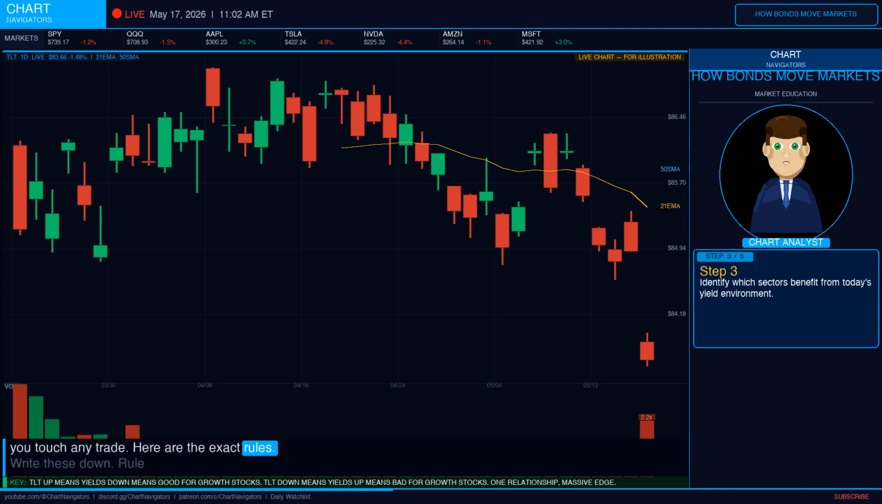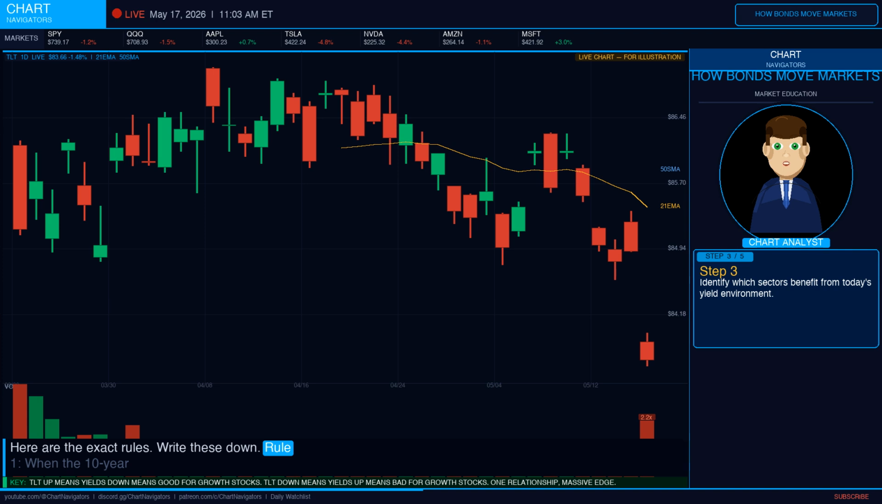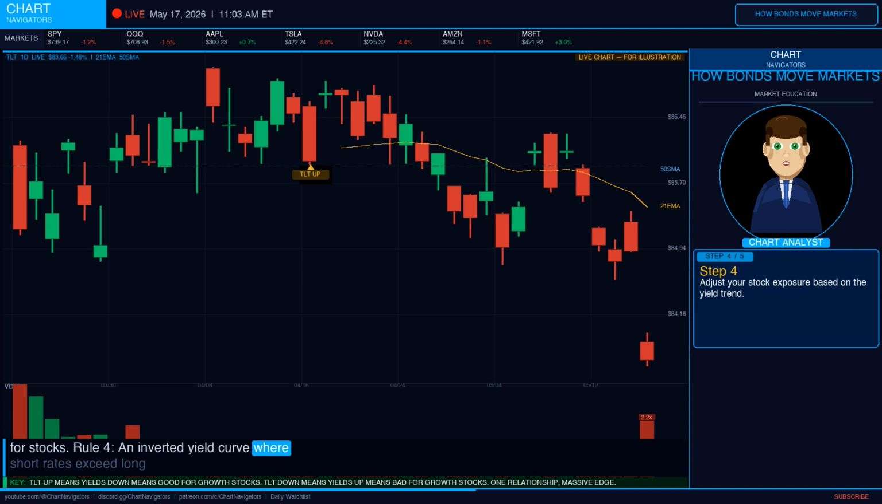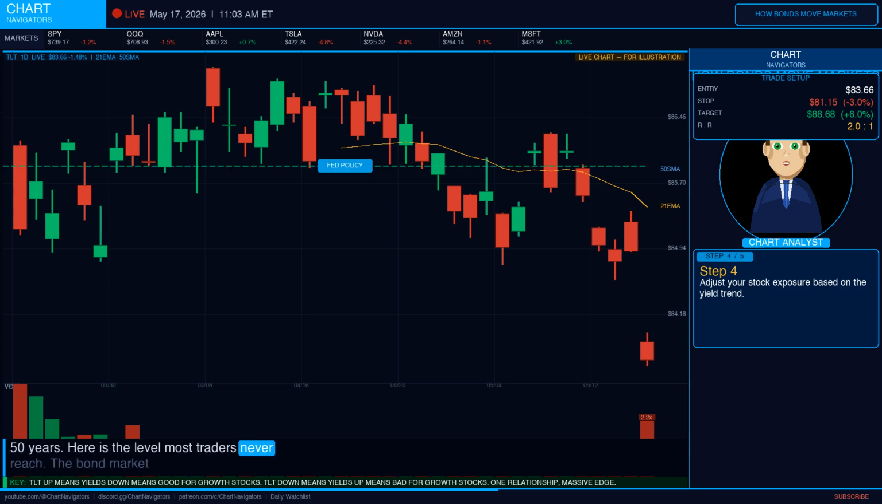Here are the exact rules. Write these down. Rule 1. When the 10-year yield rises sharply, reduce exposure to growth and tech stocks. Rule 2. When yields fall, rotate into rate-sensitive sectors like real estate, utilities, and long-duration growth. Rule 3. Watch TLT as a proxy for bond prices. TLT up means yields down, which is generally bullish for stocks. Rule 4. An inverted yield curve, where short rates exceed long rates, has preceded every recession in the last 50 years.